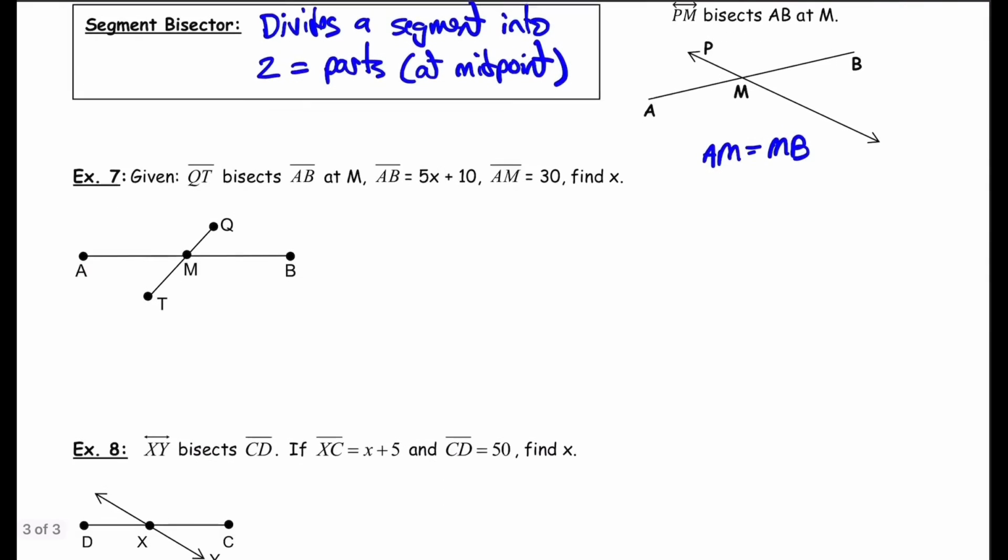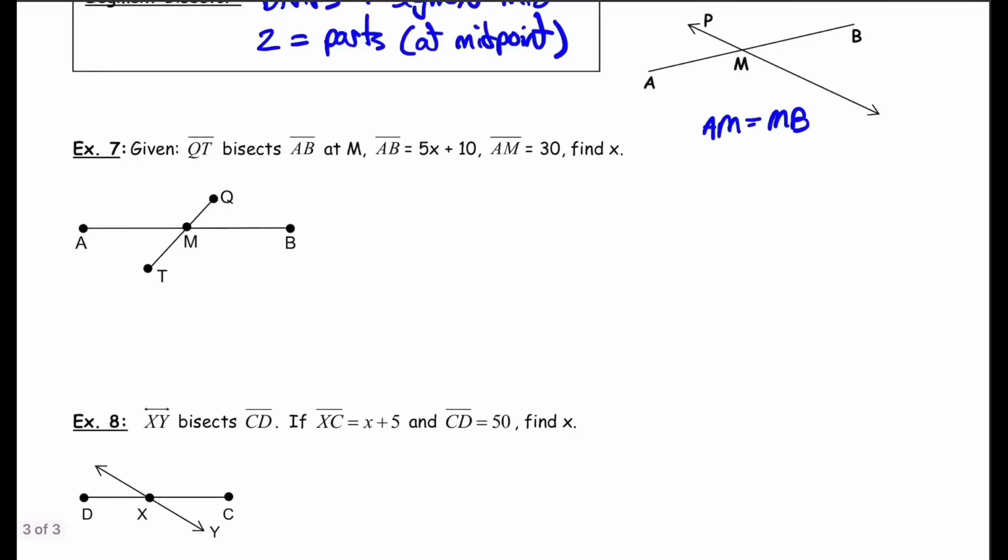Okay. Two more examples. Example 7. Given QT bisects AB. So what is being bisected? AB is, which means this piece and this piece are equal. So when I see this, I usually like to put tick marks in to remind myself. Then I'm given AB is 5x plus 10. Well, AB is the whole thing. So this whole thing from here to here is 5x plus 10.